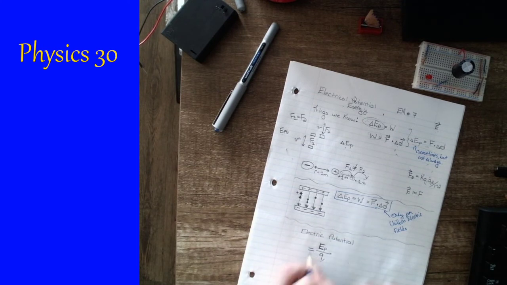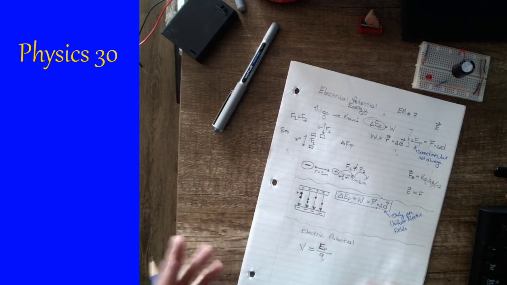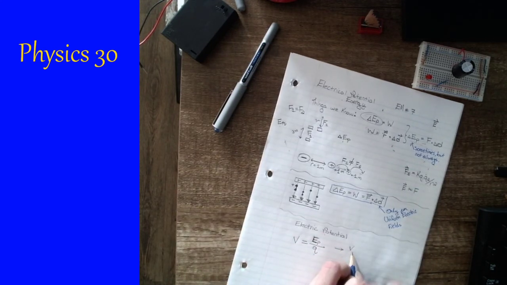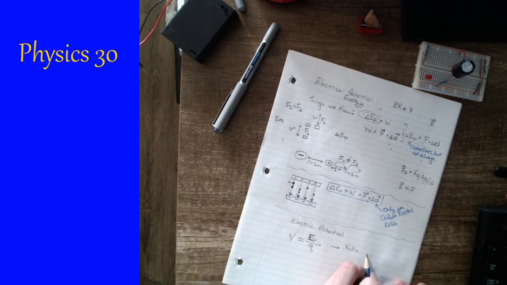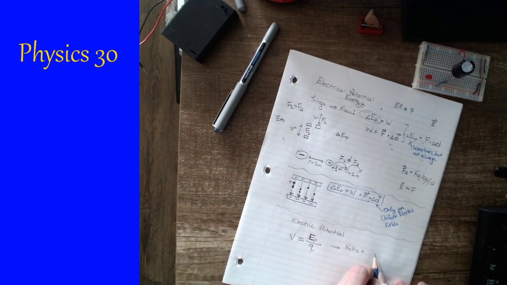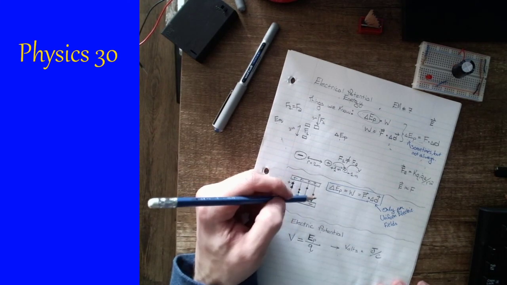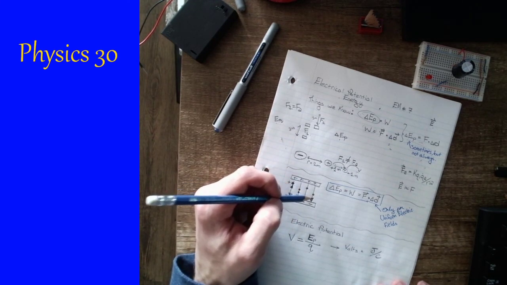This has a different symbol called V, which stands for volts, and is represented by, well, this is energy, so that's joules. Charge is coulombs. So a volt is a joule per coulomb, and a volt can be represented by the energy that a particular charge has at a location.